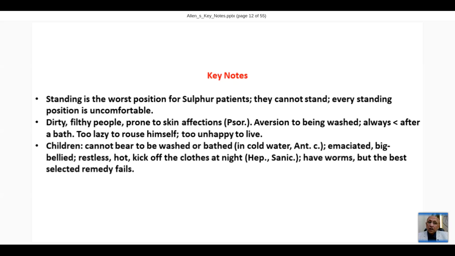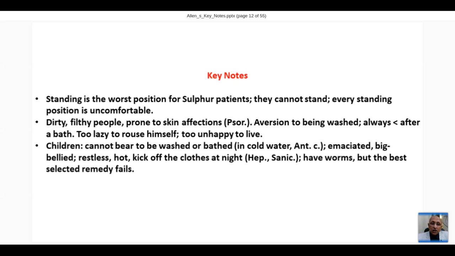Then another point, see what you have to watch, which gives you the key. Dirty, filthy people, prone to skin affections like psoriasis, aversion to being washed, always aggravated after a bath, too lazy to arouse himself, too unhappy to lie. See, this is what Sulphur is. I am not going to elaborate, but these next 3-4 lines are guiding symptoms, which show you how the patient is, which give a key towards the remedy.